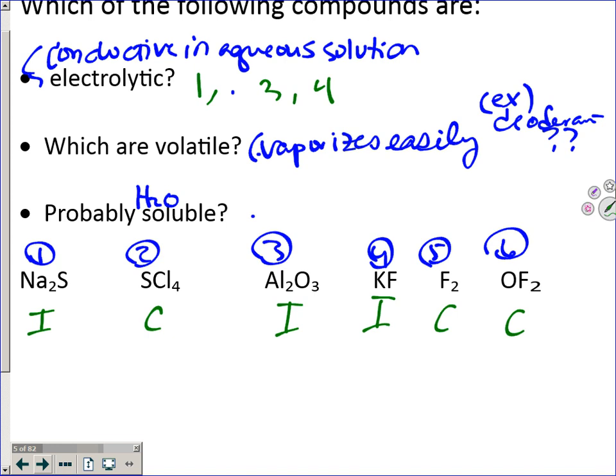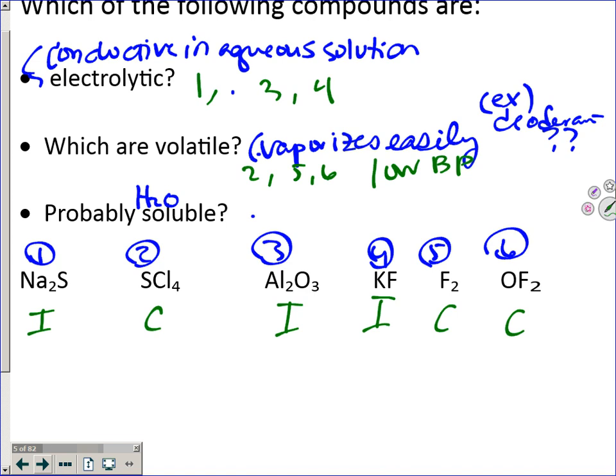Volatile vaporizes easily. What did I say that meant, Anthony? Technically, vaporizes easily kind of refers back to its boiling point. Right, so these have low boiling points because they're vaporizing easily, so they're vaporizing at room temperature specifically here. And which ones would those be, guys? So 2, 5, and 6.